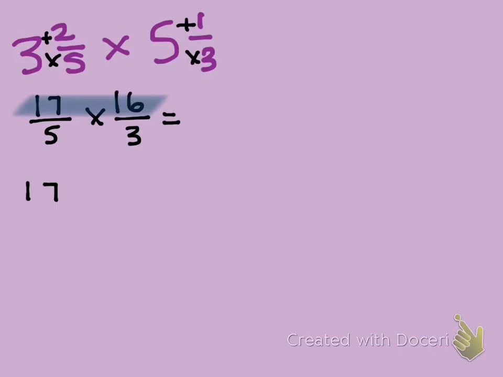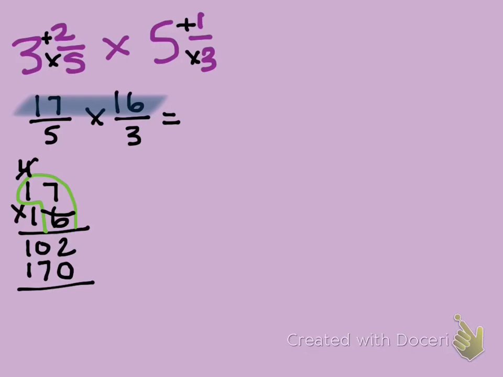And I'm going to use turtle head off to the side to figure that out. 7 times 6, that's 42. 1 times 6 is 6. Plus 4, we get 10. Give them a collar and lay an egg. I no longer need that 4. 7 times 1 is 7. And 1 times 1 is 1. Now I can add these up. And I get 272 for my numerator. Then I multiply the denominators, and I get 15 for the denominator.